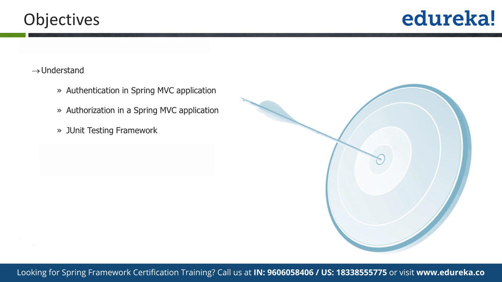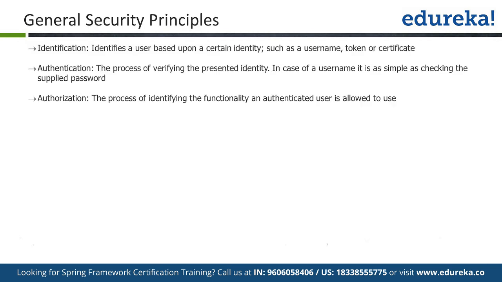The very basic things about security are authentication and authorization. So let's see the difference between authentication and authorization. There are three general principles of security: identification, authentication, and authorization. Identification means identifying a user based upon a certain identity. It can be a username, a token in the case of cache servers, or a certificate in the case of some tools. This is identification for any specific person or application.